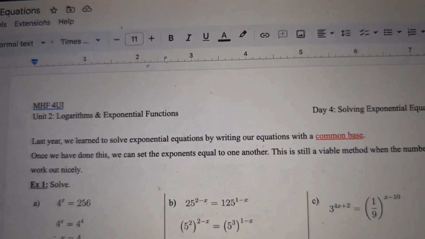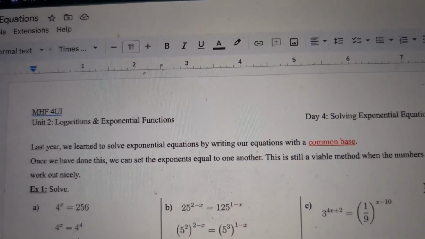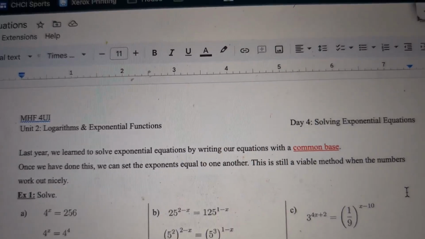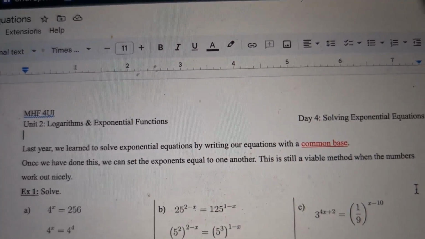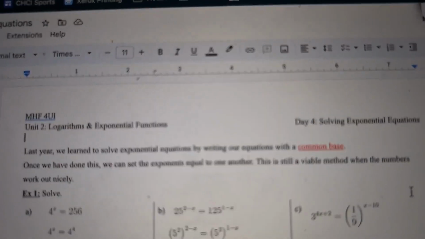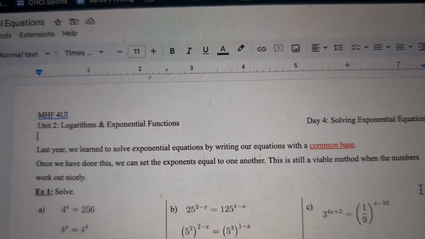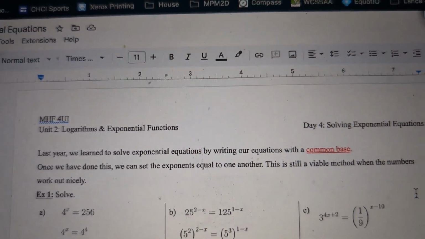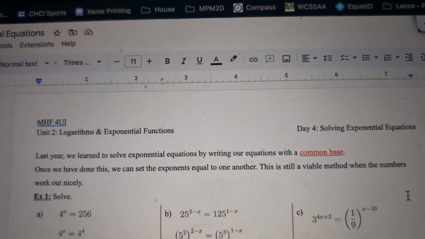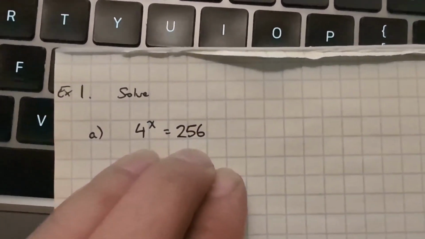And there's just this one fill in the blank in this paragraph. So last year we learned to solve exponential equations in the 3U course by writing our equations with a common base is the blank. And once we've done that, we can set our exponents equal to one another. And of course, this is still a viable method when the numbers work out nicely. So we're going to look at a couple examples here where that does work out nicely and then talk about how we solve those problems in the past and how we can solve them with what we've learned in the last little bit. So the first question here, when is 4 to the x equal to 256?